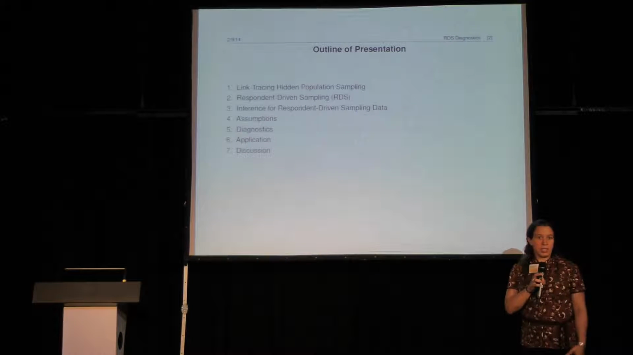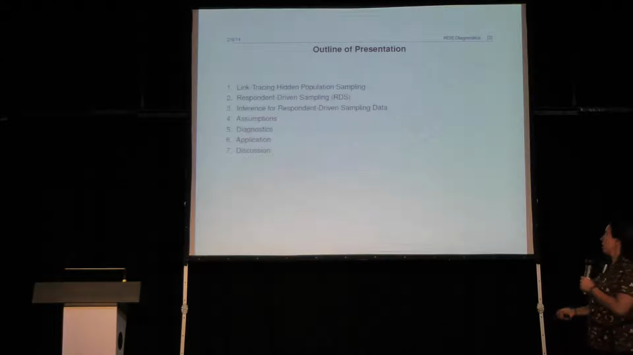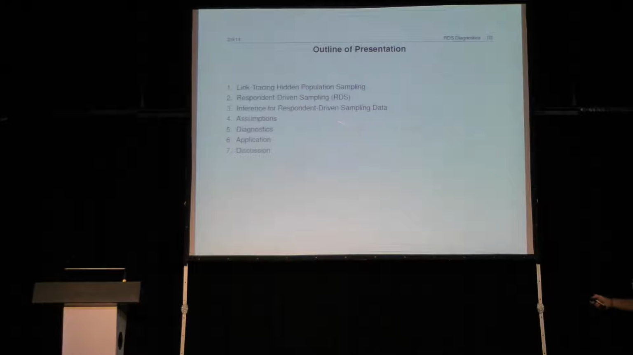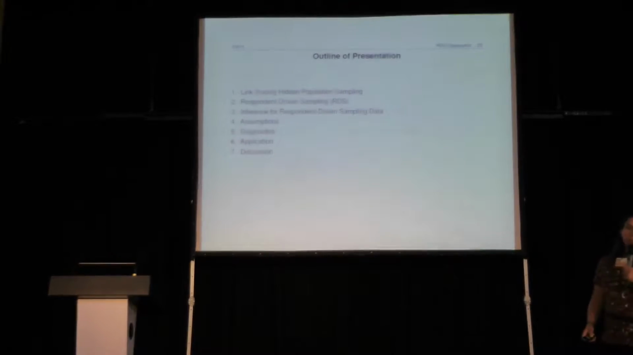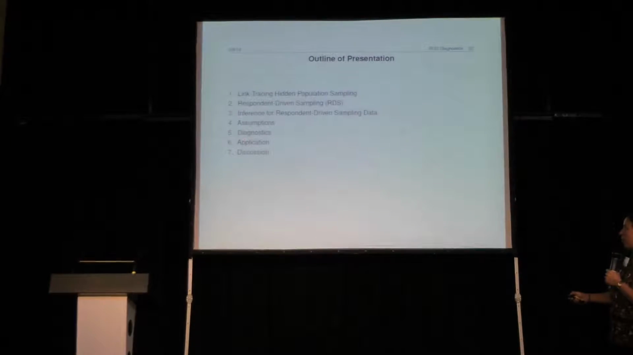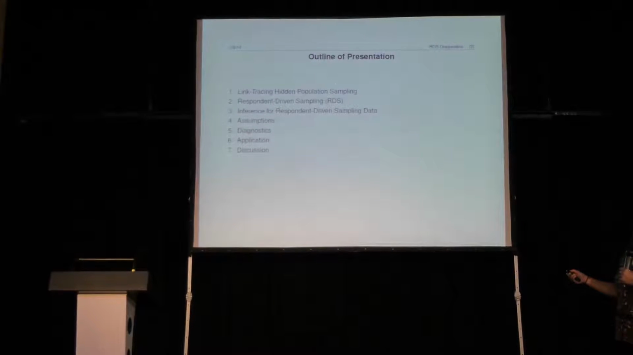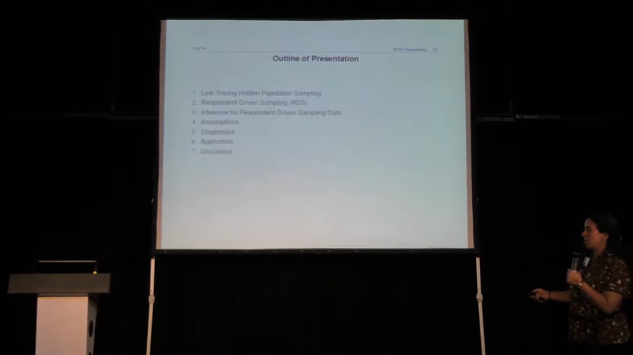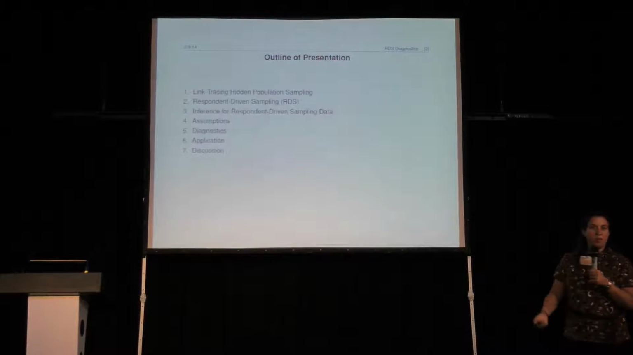So a brief outline of the presentation. I'll talk about link tracing population sampling, hidden population sampling in general, respondent-driven sampling as a particular variant thereof. I'll talk about, very briefly, how we make inference from respondent-driven sampling samples, and this inherently requires quite a number of assumptions that I'll spend a little bit of time on. And then the meat of this paper is about diagnostics that are related to those assumptions. So we'll talk some in detail about some diagnostics, and then we'll talk about an application and have a brief discussion.